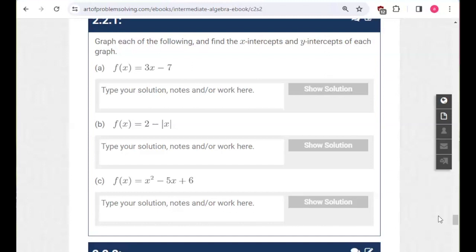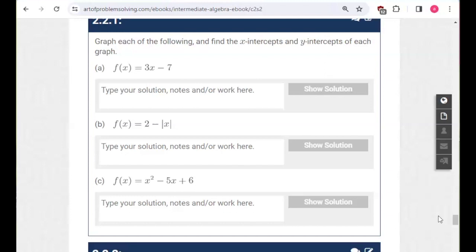I would agree. So tell me your y-intercept. 2. That's right. And give me your x-intercept. 2, 0. And your other x-intercept? -2, 0. There we go. Okay, thank you so much.